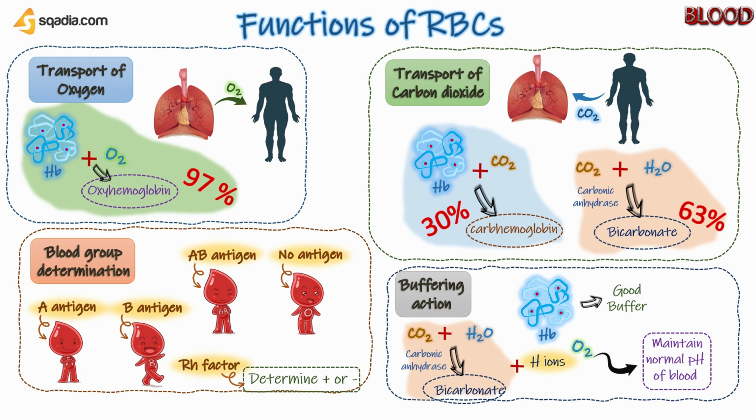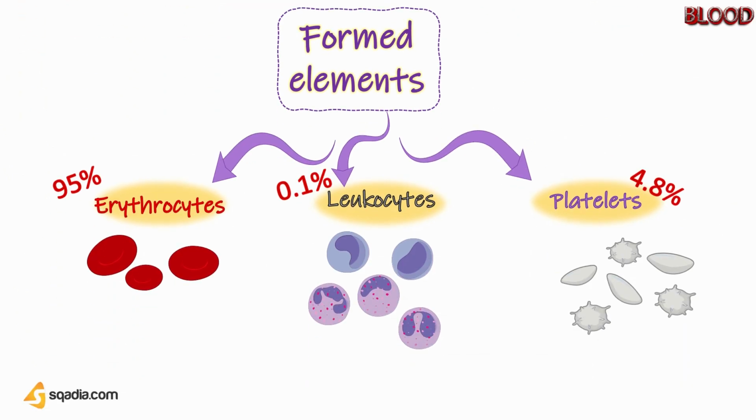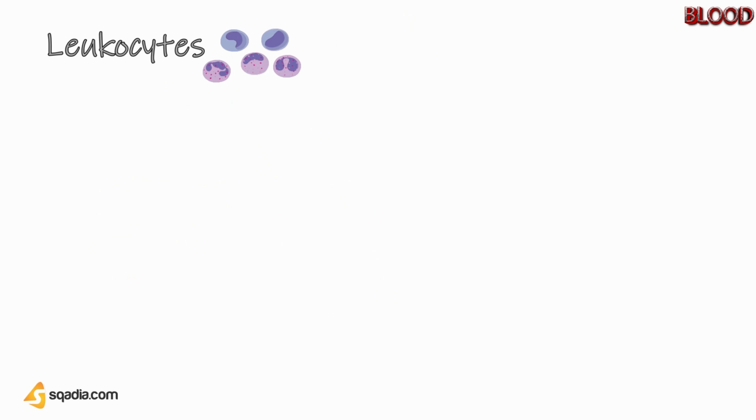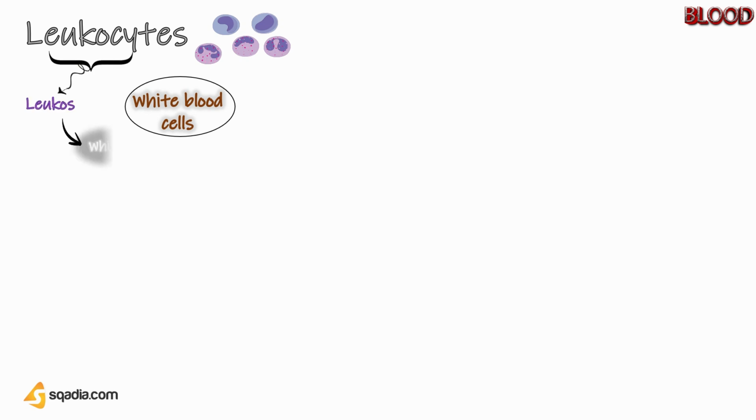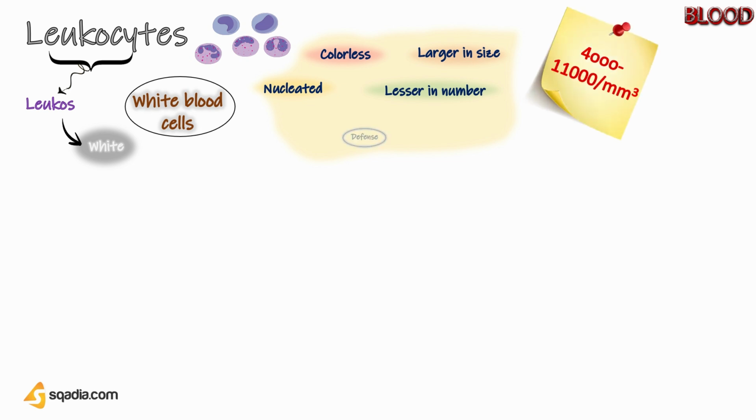After erythrocytes, the next important formed element is white blood cells, or leukocytes. Leukocytes are also termed as white blood cells, WBC. The word leuko is derived from the Greek word leukos, meaning white. These leukocytes are the colorless and nucleated formed elements of blood. Compared to RBC, the WBC are larger in size and lesser in number. The normal blood count of leukocytes is 4,000 to 11,000 per cubic millimeter of blood.